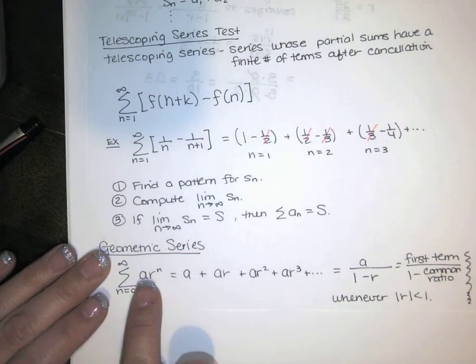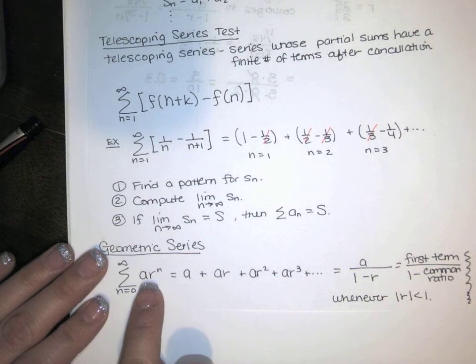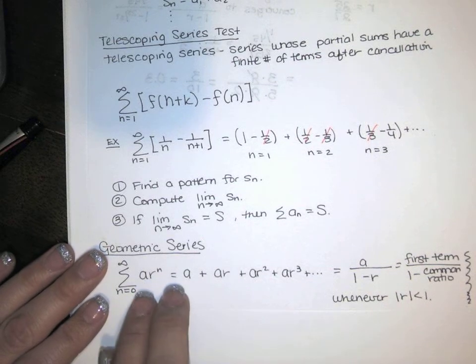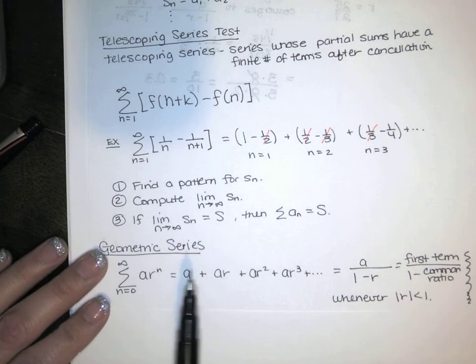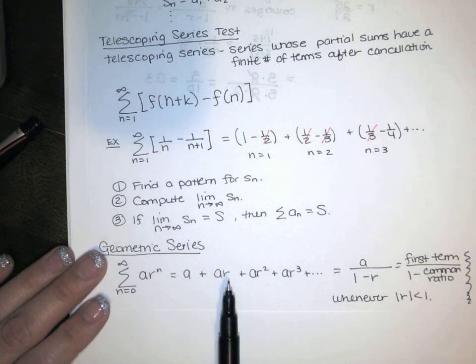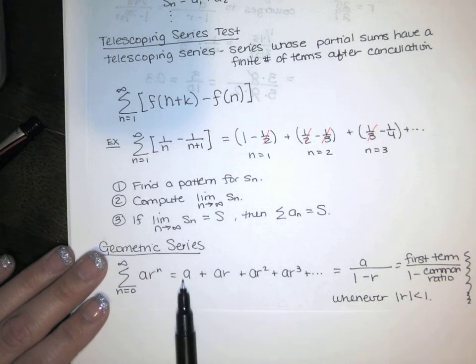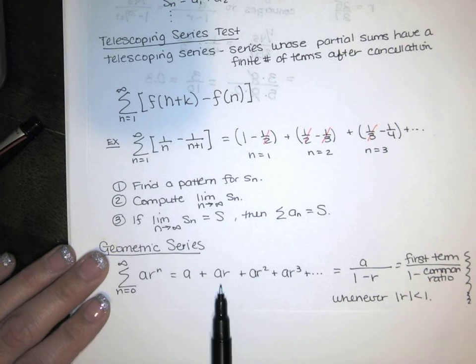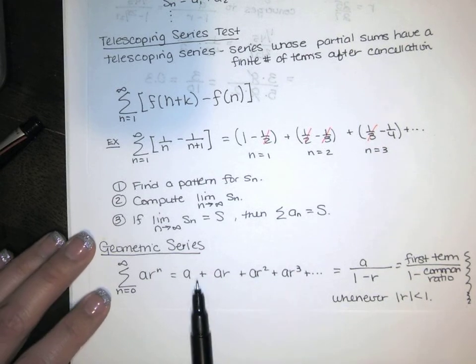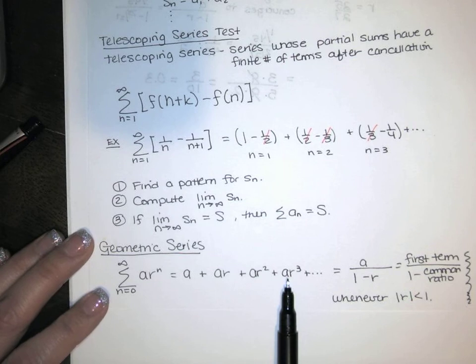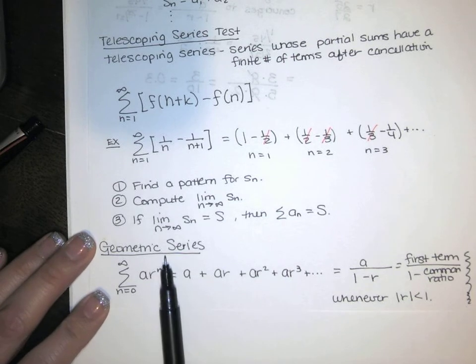Or if we have a series that looks like this, or it can be made to look like this through algebraic manipulation, or alternatively, when I expand it, to get from term to term, I'm always multiplying by the same thing. To get from here to here, I multiply by r. And to get from here to here, I multiply by r. And to get from here to here, I multiply by r. If that's how that works, then it's a geometric series.